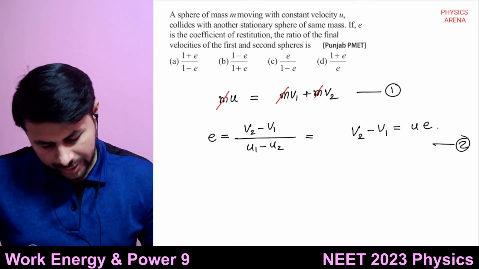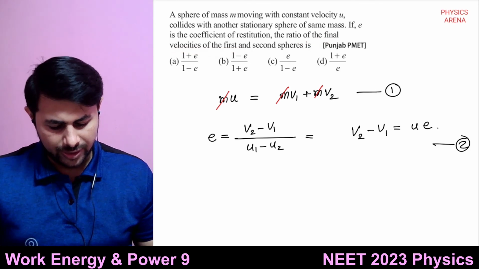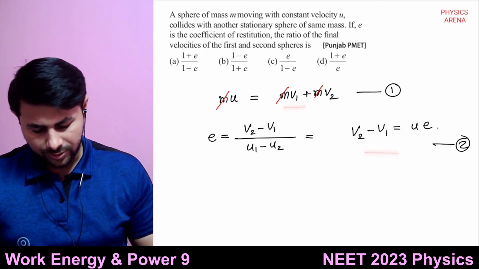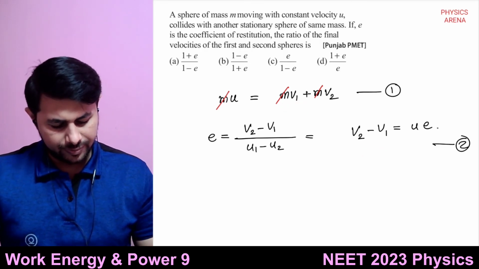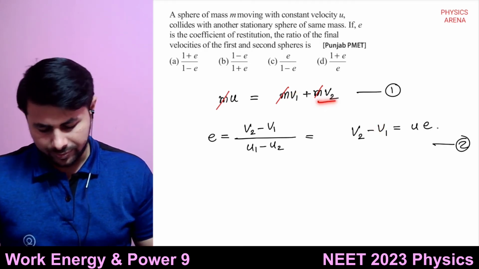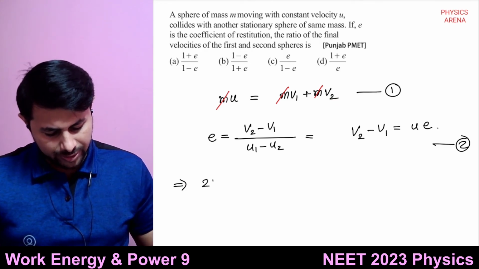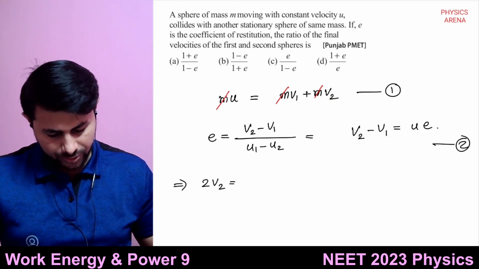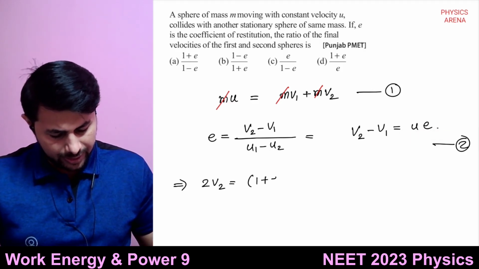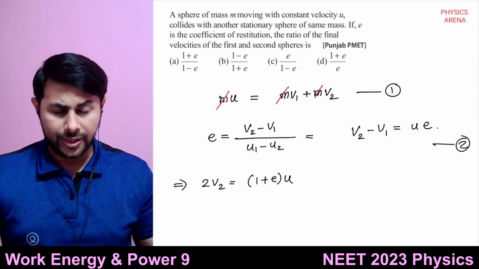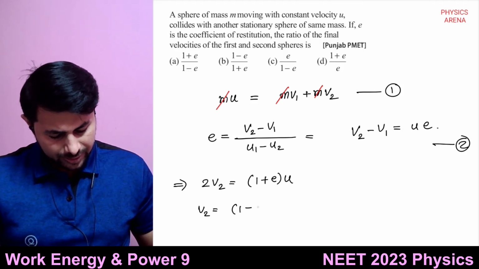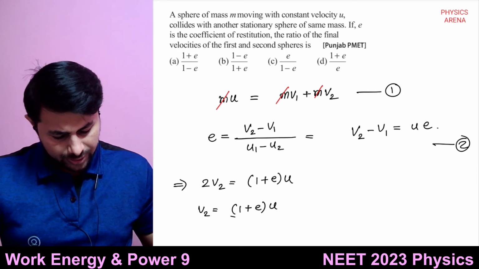So we want to find out the ratio of final velocities of the first and second spheres. Okay, so we can add these two equations. If we add them, what do we get? V1 and V1 will get cancelled. 2 times V2 is equal to U plus UE, or 1 plus E times U. I have taken U common. So V2 is equal to 1 plus E times U divided by 2.